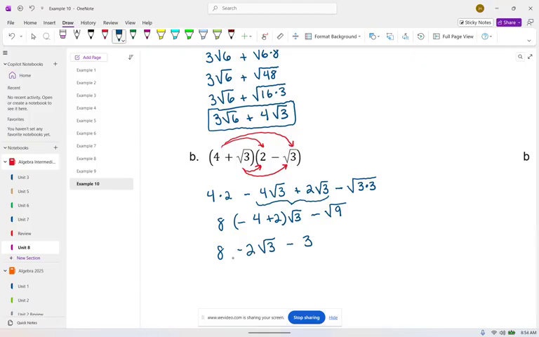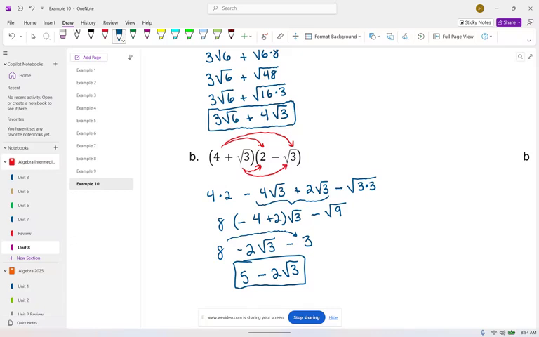And we're going to clean it up just a little bit more. We have 8 minus 3, and so that's going to be 5. So we're putting these guys together, 8 minus 3 to get 5 minus 2 square root of 3. That's how you do that problem.